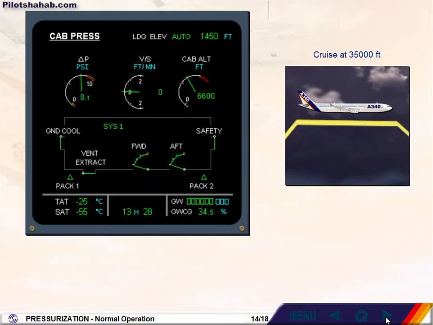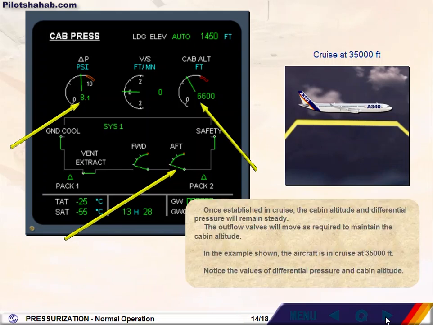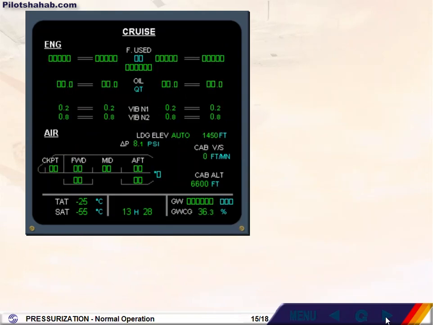Once established in cruise, the cabin altitude and differential pressure will remain steady. The outflow valves will move as required to maintain the cabin altitude. In the example shown, the aircraft is in cruise at 35,000 feet. Notice the values of differential pressure and cabin altitude. While in flight, we can monitor all the major pressurization indications on the ECAM cruise page.